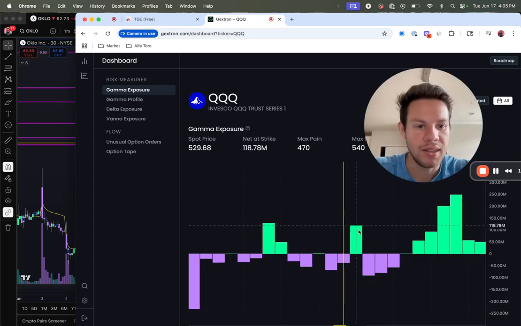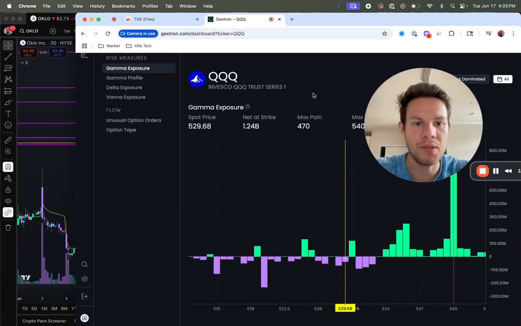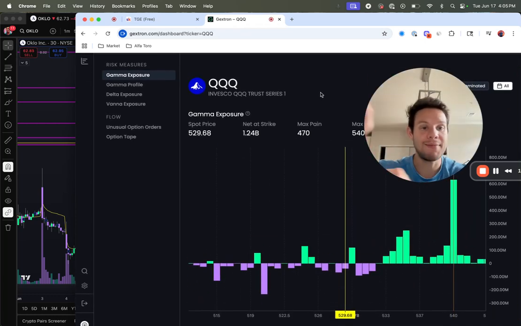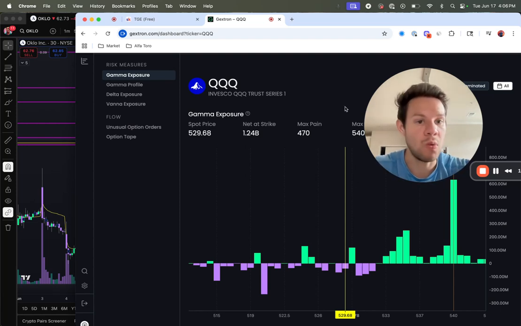All right. This is Gextron. This is the tool that we use to find our key levels. Because before you go into any trade, you have to know what your key levels are. If you know what your key levels are, then you know where to enter, where to exit, like what are those support and resistance levels. And then you also want to figure out, well, what are your price targets?